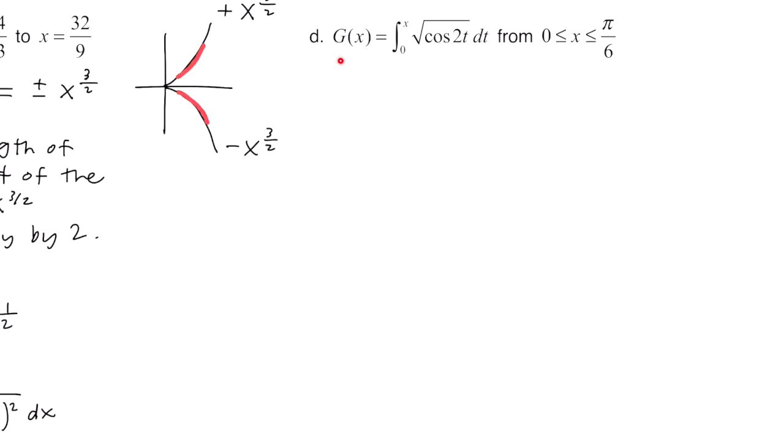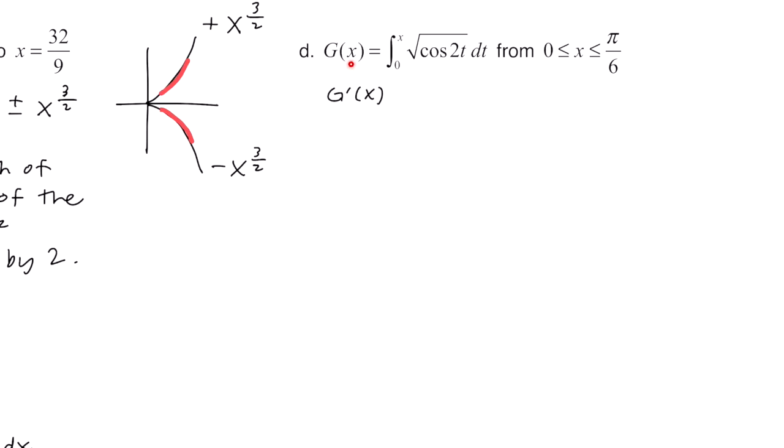This example says g of x equals the integral from 0 to x of the square root of cosine of 2t dt. And we're going to find the length of this curve from 0 to pi over 6. So first we need the derivative of g. To take the derivative right here, because we have the integral from a constant to a variable, we're going to apply the fundamental theorem of calculus.